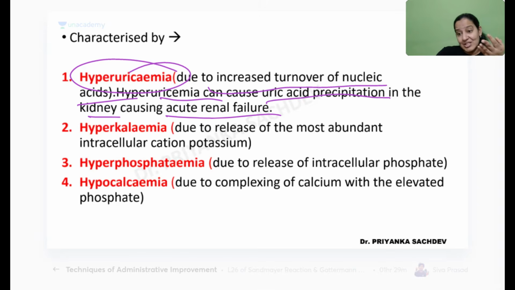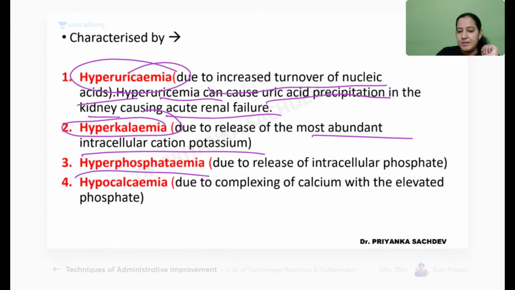Done. Number 2, you know the stages of acute renal failure, stage 1, 2, 3, 4. Yes or no? The second is hyperkalemia. All the potassium will come in the blood. It is due to abundant intracellular cation potassium present in the cytoplasm. It will result in arrhythmia. Number 3, hyperphosphatemia. So intracellular phosphate will come in the blood. And hypocalcemia. So phosphate will form a complex with the calcium.